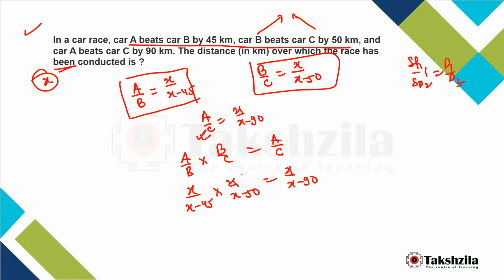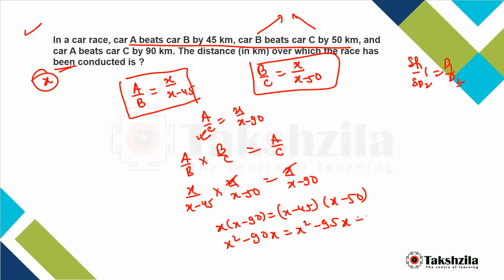From here onwards, you can plug in options, or better, I'll show you. This gets cancelled, this comes this side, this will become x minus 90, this will become x minus 45, x minus 50. Rewrite this: x square minus 90x equal to x square minus 50 and 45, we'll multiply this later on, 95x plus 45 into 50. This gets cancelled, this comes this side.